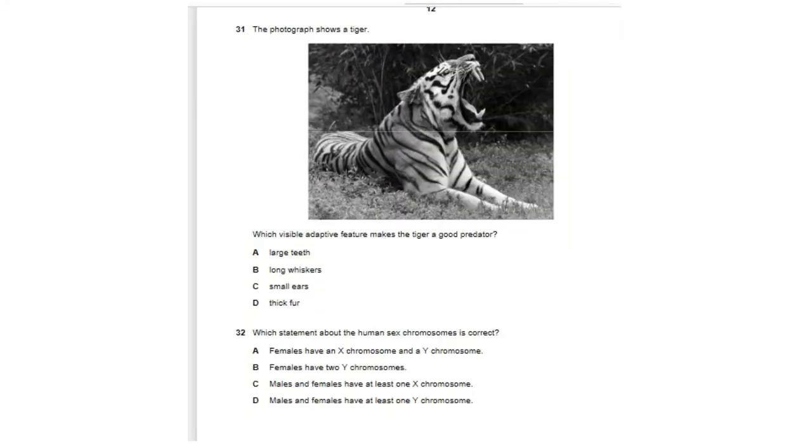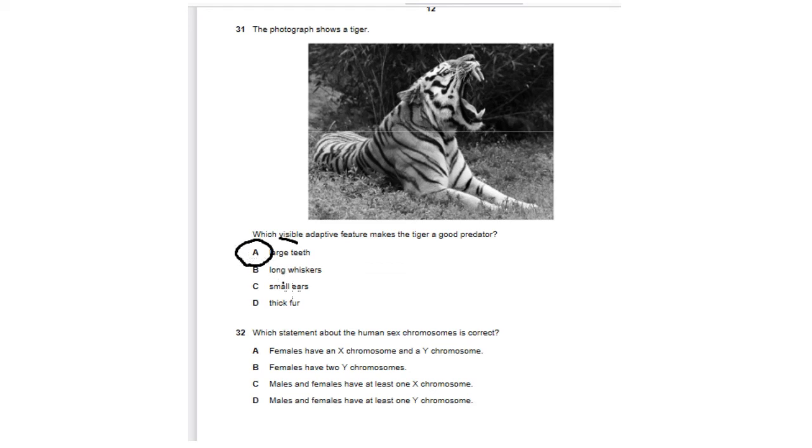So here in 21 we look at a quite awesome looking tiger, and we asked which visible adaptive feature makes a tiger a good predator. Long whiskers, they are good for sensing, but they don't make them good predators. Small ears, it does not make them good. Thick fur is good for insulation, but it does nothing for predation. So it must be A, the large teeth, which are the main weapon which they use to kill their prey.